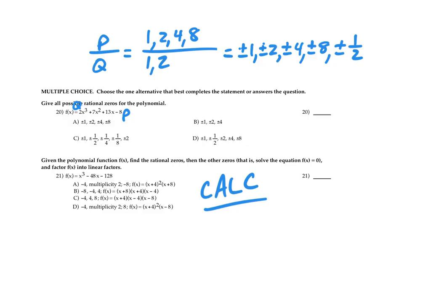So P is always your constant, okay? So that's 8. So we're gonna list all the factors of 8, everything that goes into 8. Okay, so that's why I put a P here next to that. And then Q is the leading coefficient, which is 2. And so we're gonna find all the factors of 2. Okay, so all the stuff here in the middle, we don't need to worry about that. The 7 and the 13 doesn't have anything to do with anything. Okay, does that help?